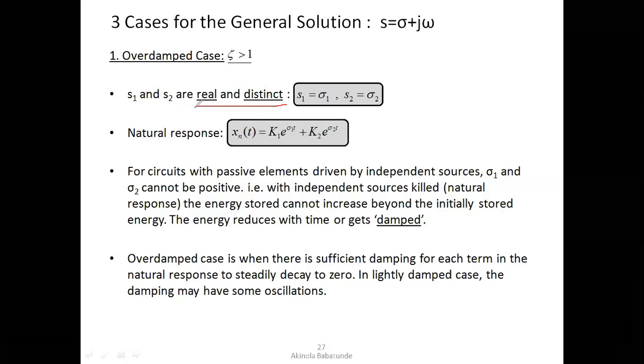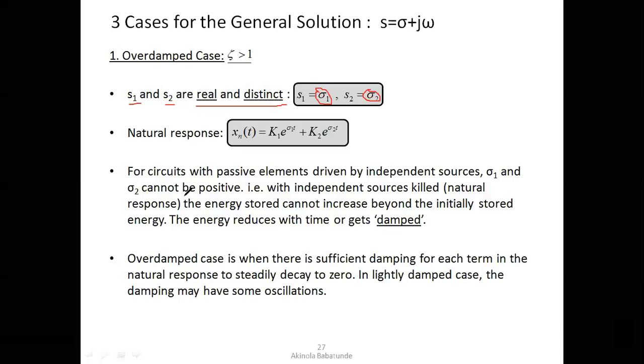When you have real and distinct roots after solving the quadratic equation for S1 and S2, you can say S1 is equal to gamma 1 and this is equal to gamma 2. So these are 2 real and distinct roots. The natural response is usually given as K1 e to the gamma 1 t plus K2 e to the gamma 2 t. This is very important so that we know how to deal with cases where we find the homogeneous equation. We obtain 2 solutions that are real and distinct, so they are different from one another, and they are real, not complex.